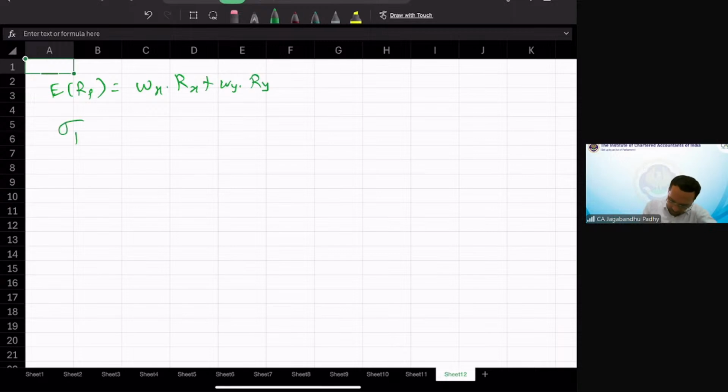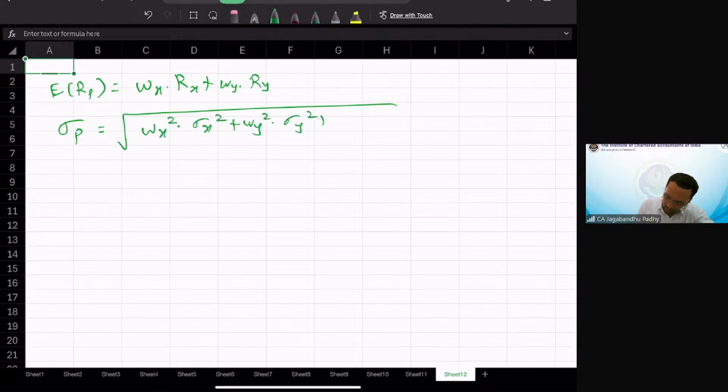How do we compute the standard deviation of our portfolio? It will be square root of weight of x square into standard deviation of x square plus weight of y square into standard deviation of y square plus 2 into weight of x, weight of y, correlation between x and y into standard deviation of x, standard deviation of y. This is what we have done.